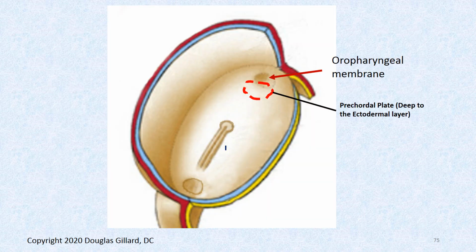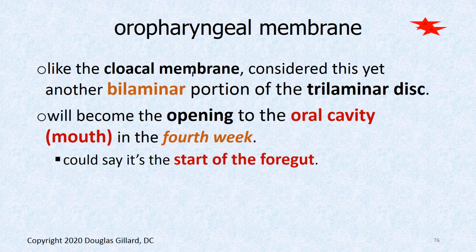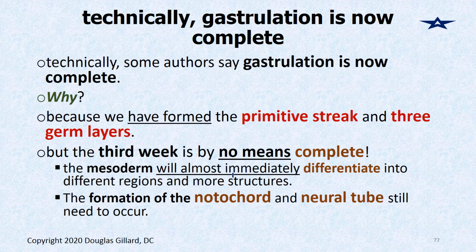The prechordal plate we said was mesoderm, so that would be underneath this view. But here is the pinching of these two layers together. That's the oropharyngeal membrane. Guess what, if the cloacal membrane is going to become the anus or the end of the GI tract, take a wild guess what this is going to become. Oral. That's going to become the mouth. Okay, so yep, everything I said. Bilaminar portion, the mesoderm is squirted out, and this forms a little earlier, about week 4 or so, and that's, you could say, the start of the foregut.